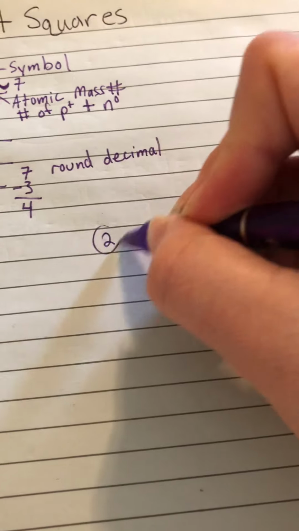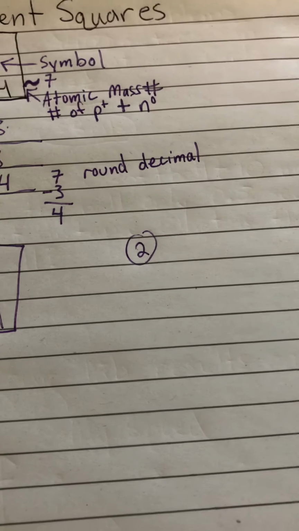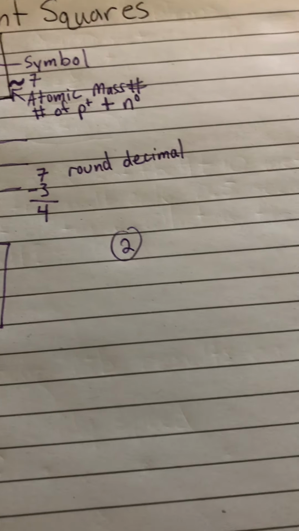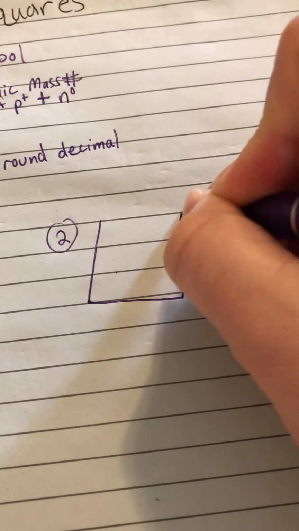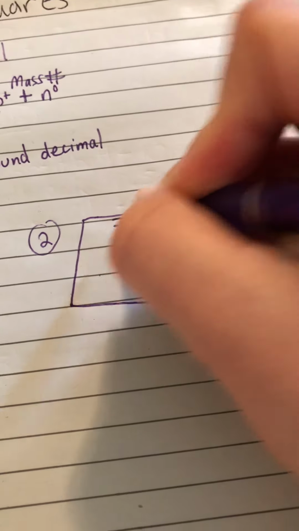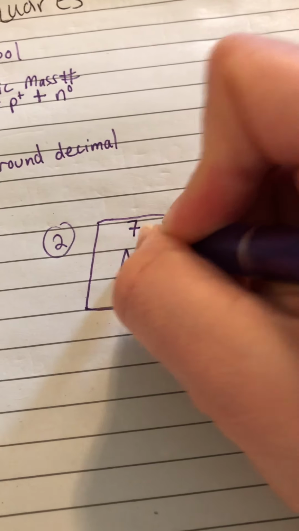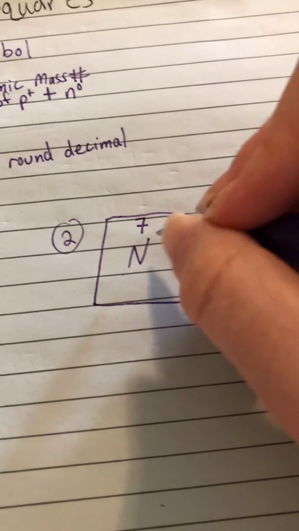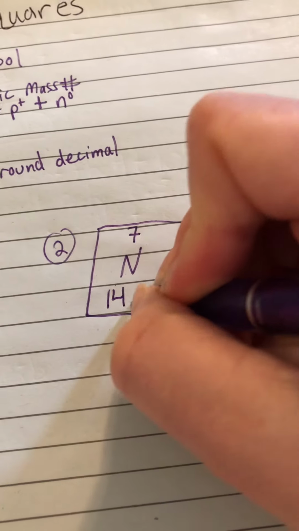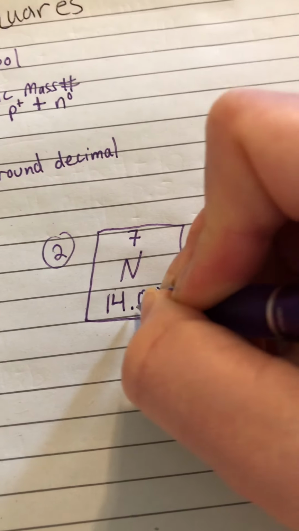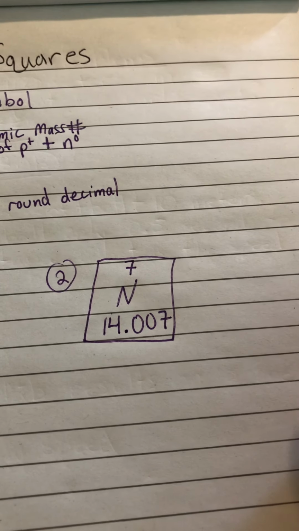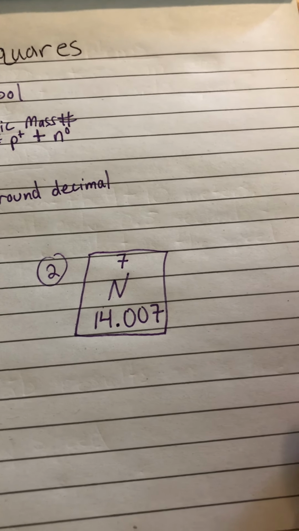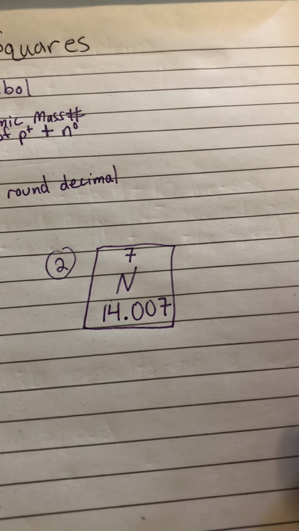Second problem. Let's go with nitrogen. That is the 7th square. Symbol is N, and we have 14.007. There's your second problem. Tell me the number of protons, electrons, and neutrons.